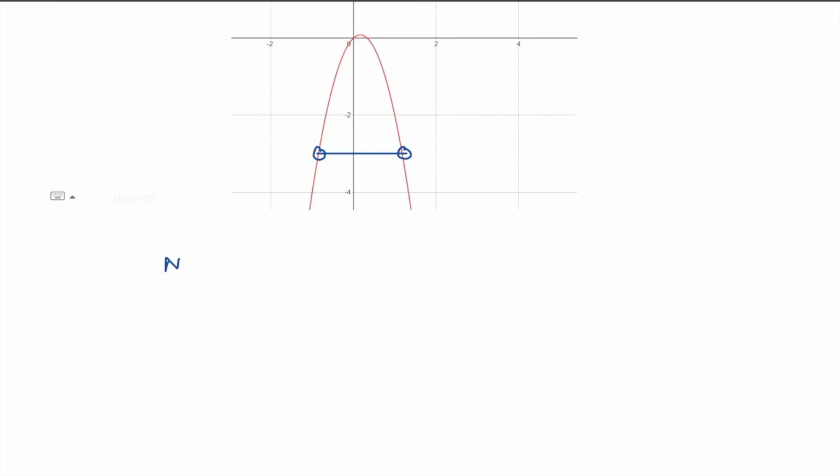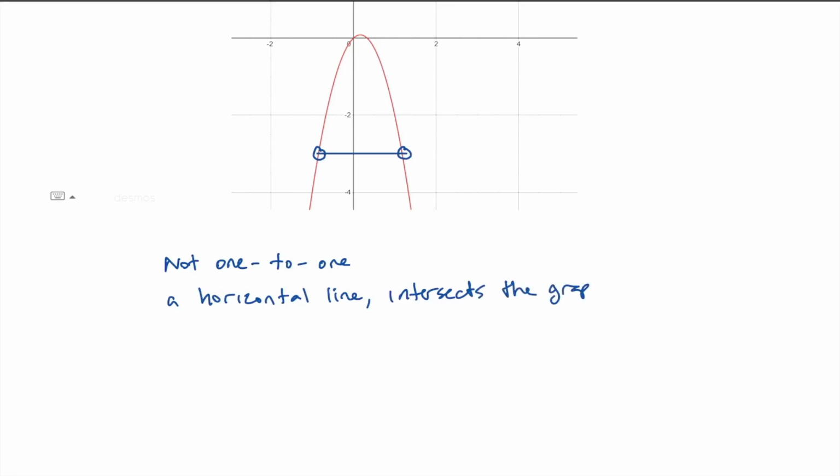So we can say not one-to-one. A horizontal line intersects the graph in more than one place. And so it fails the horizontal line test.